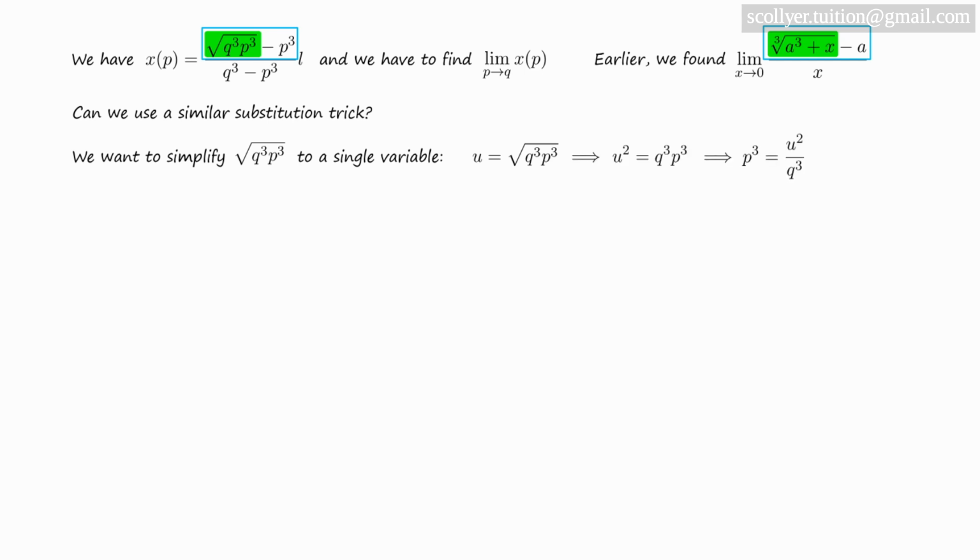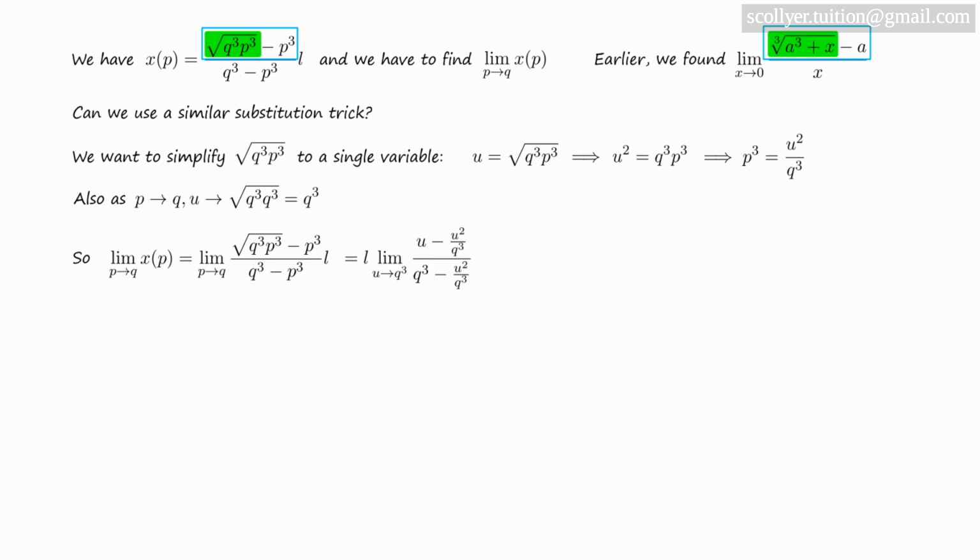from which it follows that p cubed equals u squared over q cubed. Also, as p tends to q, u tends to q cubed, and so the limit that we want to find becomes L times the limit as u tends to q cubed of u minus u squared over q cubed, all over q cubed minus u squared over q cubed. And we can evaluate this limit similarly to what we did with the limit involving x earlier.